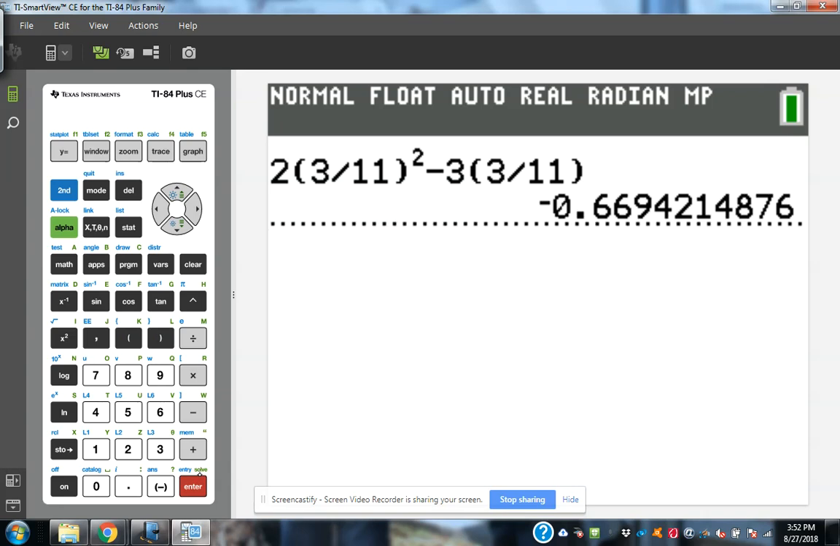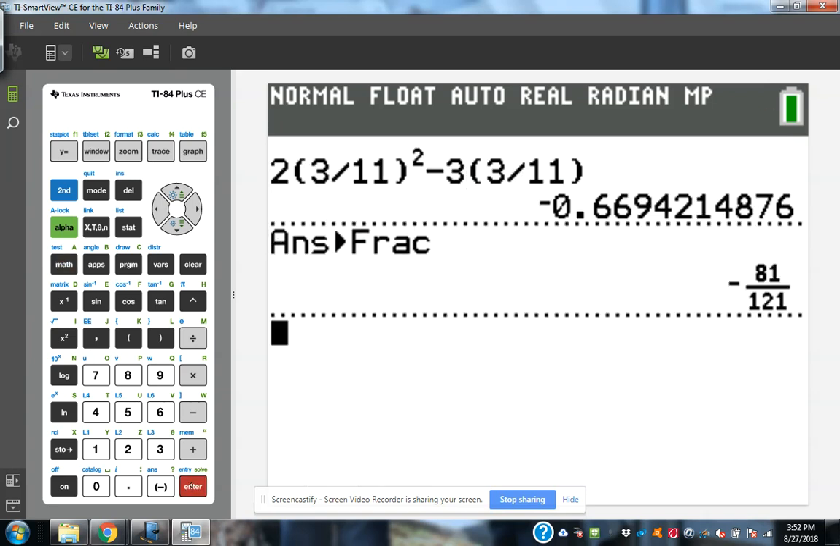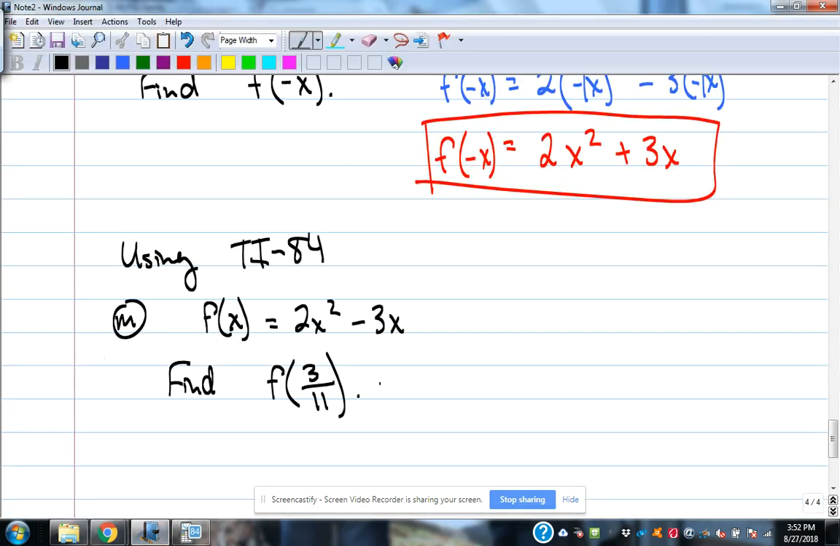If I want to change that to a fraction answer, because they gave me a fraction to begin with, and the answer choices are all fractions, and that's a fraction, it's just kind of hidden. The way to do that is hit math and then enter, and it will change any decimal answer back to a fraction answer. So negative 81 over 121. That's one way to do it with a calculator.